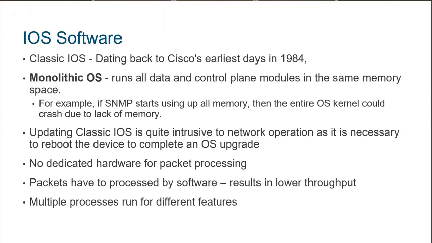We don't have a dedicated ASIC for packet processing. All the packets have to be software processed, so the throughput will be lower. The processes for multiple features run simultaneously and share the same memory. The memory for the data plane is what we call buffers. There are different kinds of buffers, such as small, medium, big, large, and huge buffers, where the packets are put and then later processed.